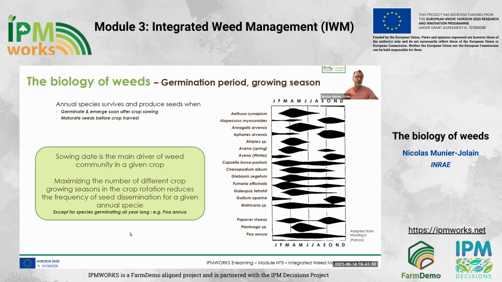Of course, this effect of having a diversified crop rotation with many growing seasons will be less efficient for species that are able to emerge all year long. So in any crop, whatever the sowing period of this crop, such as, for example, Poa annua.